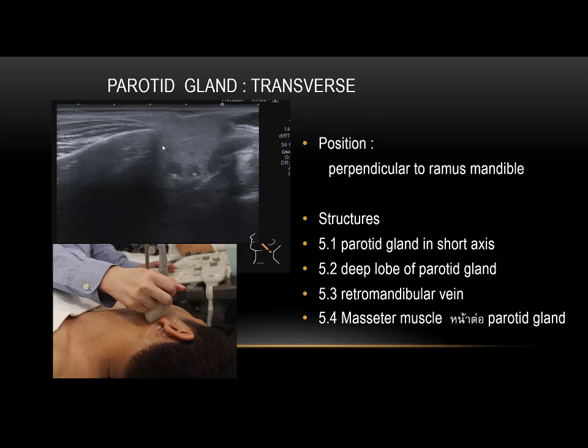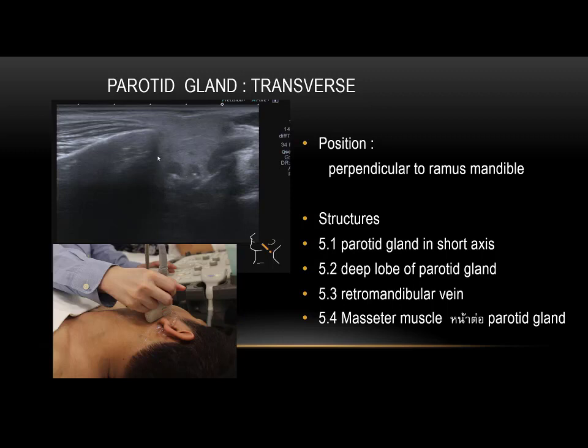So when we put the probe here perpendicular to the ramus of the mandible, you're going to get a short axis of the parotid gland. You can see the bony structure here is the ramus of the mandible, of course, and then the muscle superficial to it and attached to the ramus of the mandible. This is the masseter muscle. And then look at the parotid gland inside.